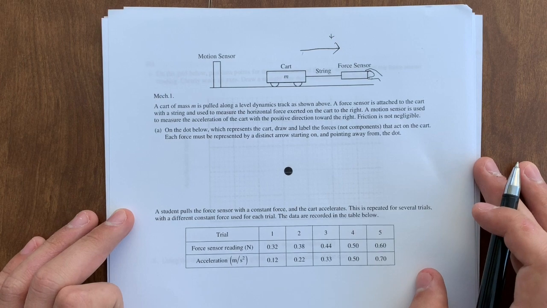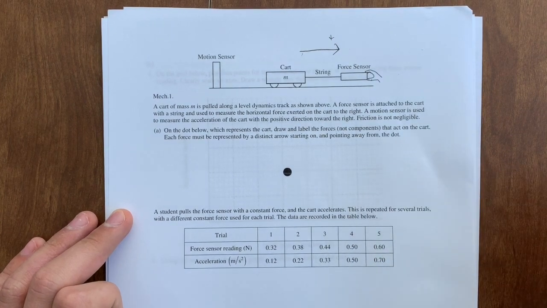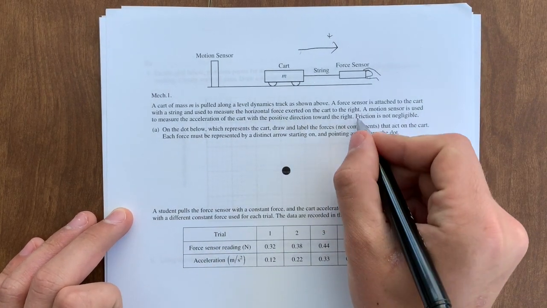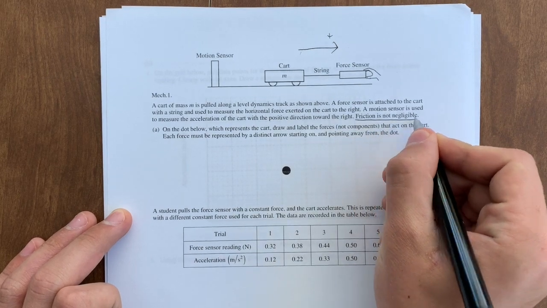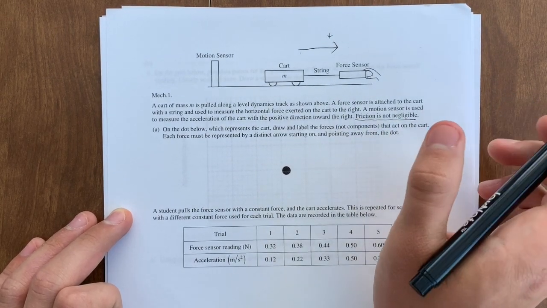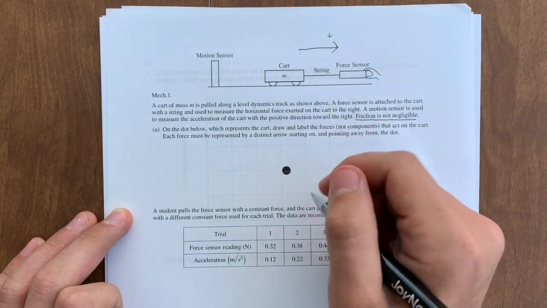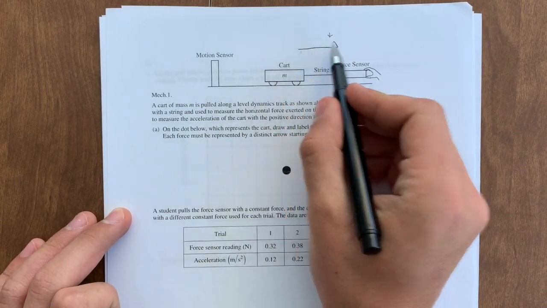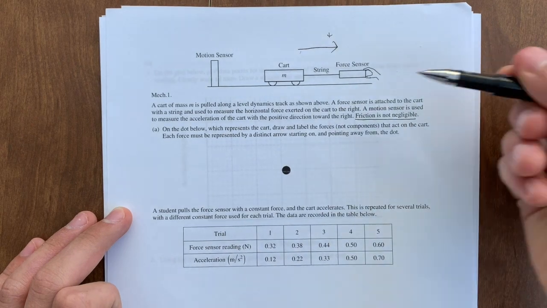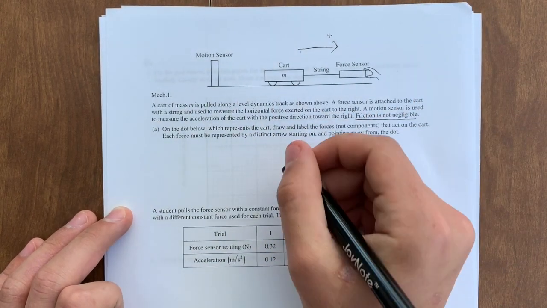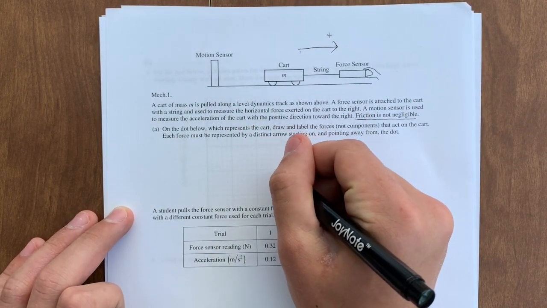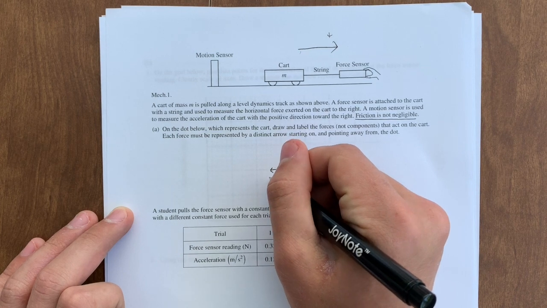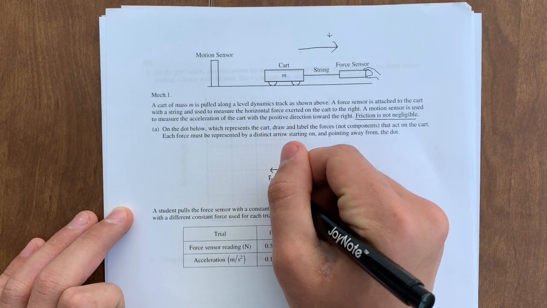So the first thing we can write down is friction, because it says friction is not negligible. Usually friction is a fairly small force, so we can label it as pretty small. The positive direction is towards the right, and friction is pushing against the cart in the negative direction, so we draw it to the left, very small, and label it force of friction with a little f.